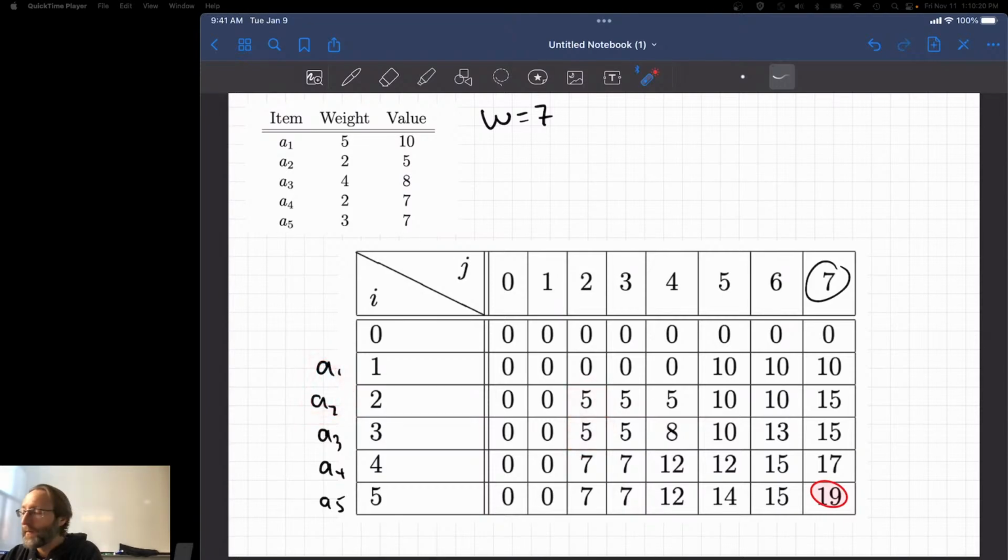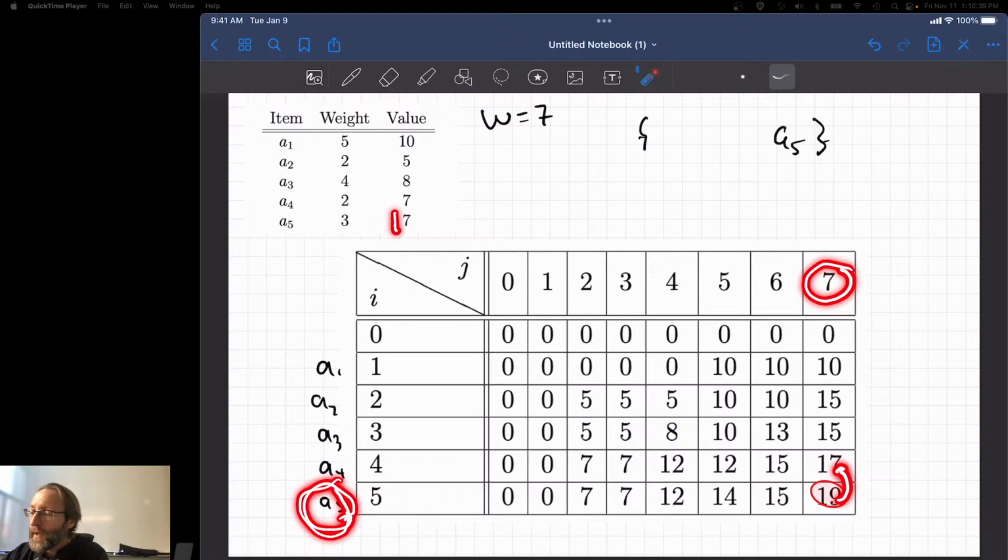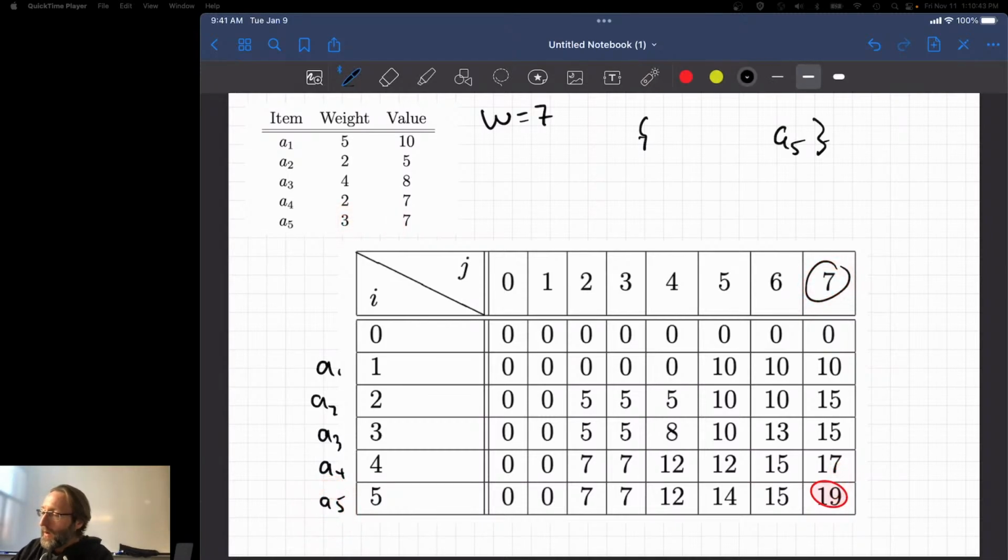All right, so that means that we took A5. Here's my solution over here. I'm building it as I go. So I come up here and say, okay, I took A5. What's my new weight capacity? Originally, the full weight capacity is 7 here, but by taking A5, my weight capacity has been reduced by 3. So I come over here, 1, 2, 3, to weight capacity 4 now.